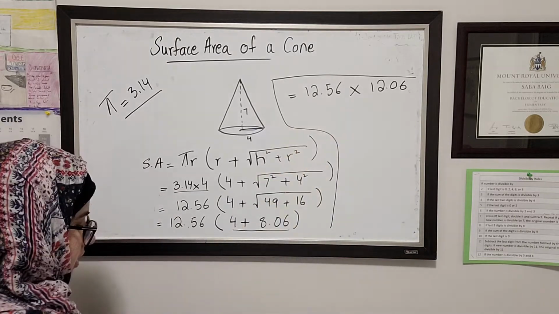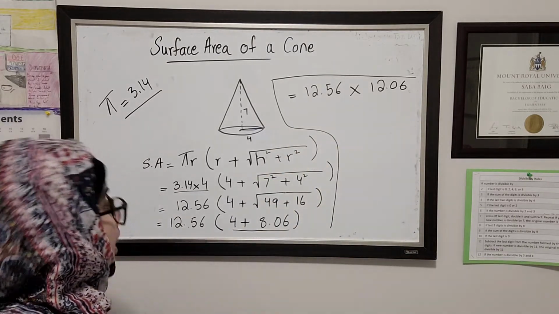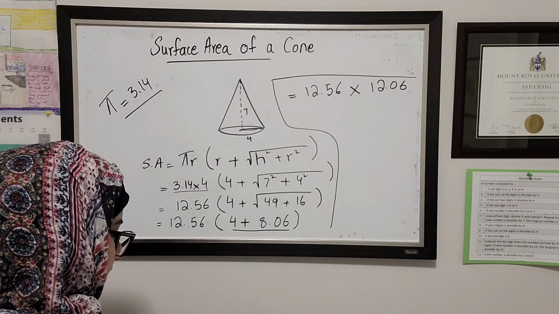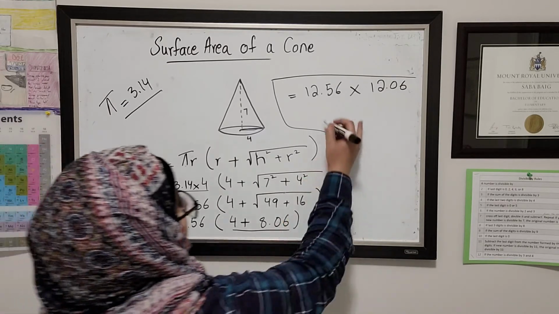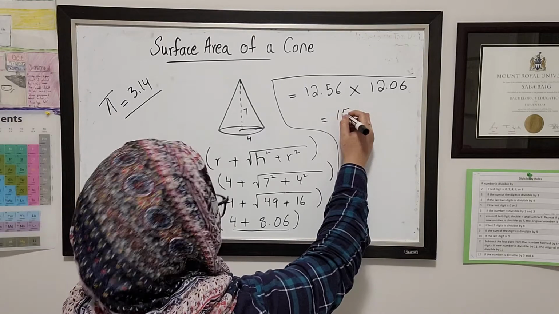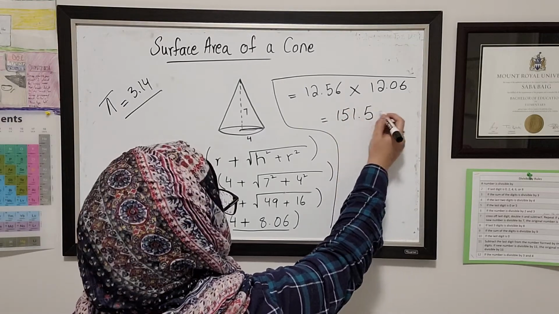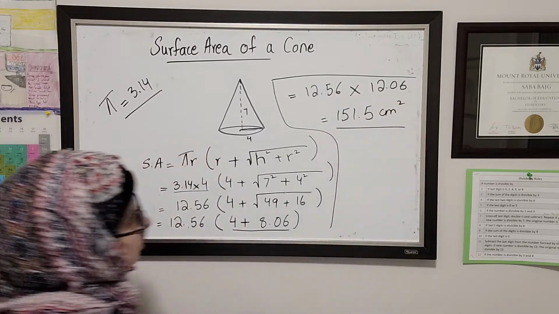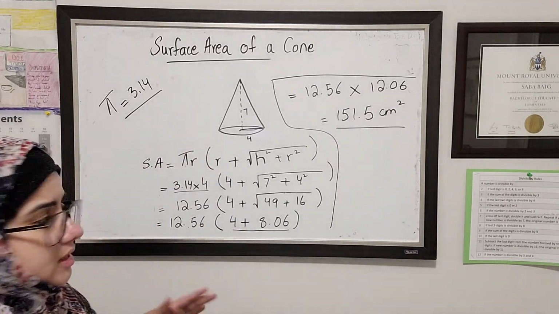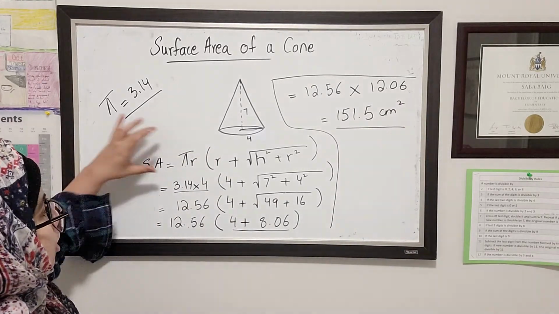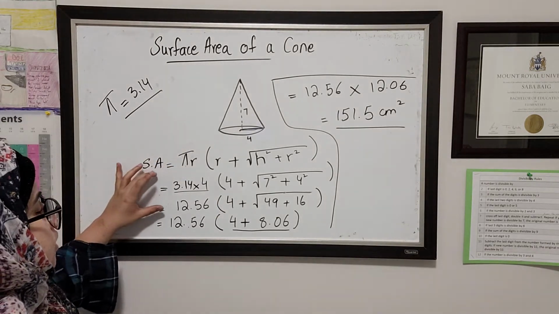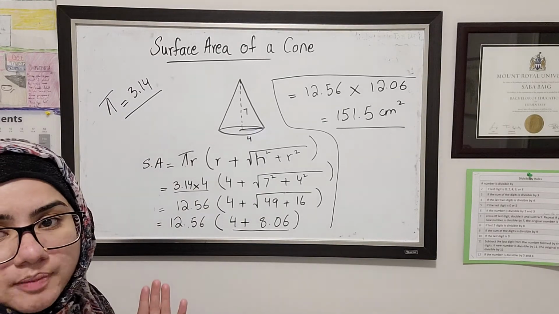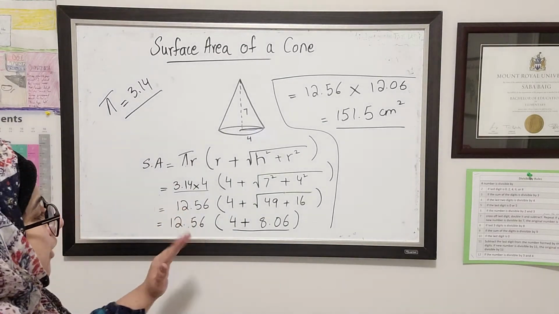And now I'm going to multiply 12.56 times 12.06. And I'm going to get 151.5 centimeters squared, which is the surface area of this cone. Simple. Very easy. Nothing difficult. Once you know the formula, just insert the values. Keep on solving. Don't forget your BADMAS rule, order of operation.